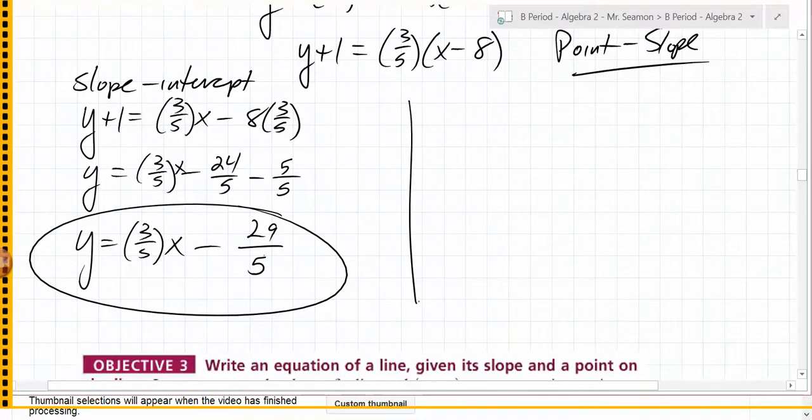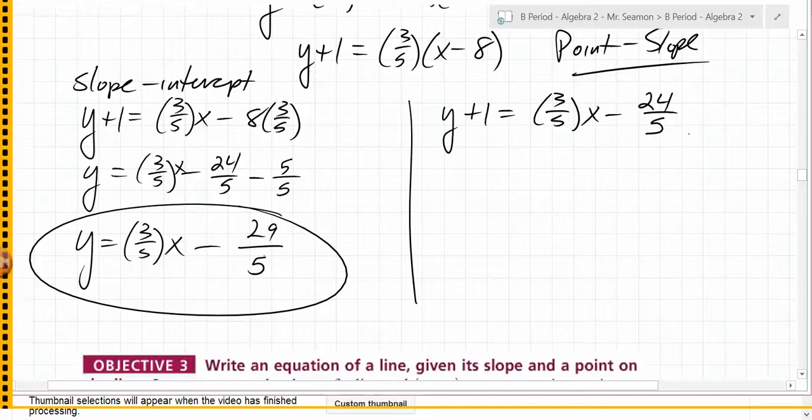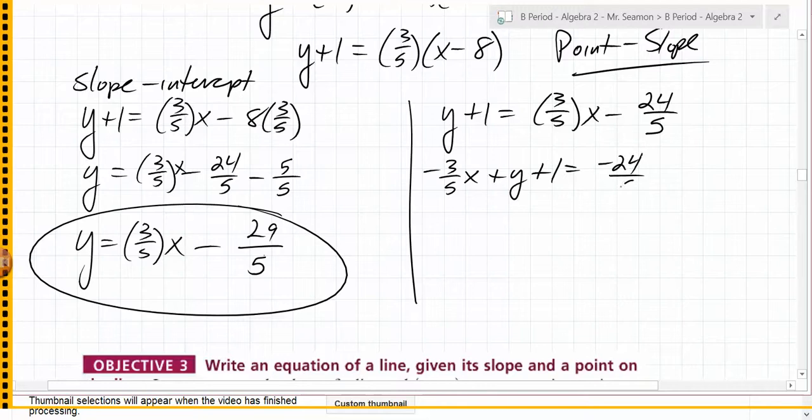What about standard form? First we would distribute and get 3/5 x minus, what was it, 24 over 5? What was standard form? Do you remember what it is? Yeah, so we need x and y on the same side. So what should I subtract from both sides? Yes, so I get negative 3/5 x plus y plus 1 is equal to negative 24 over 5. Now what do I subtract from both sides? Subtract 1. Plus y, oh, it's an x. You got to put the x in there.